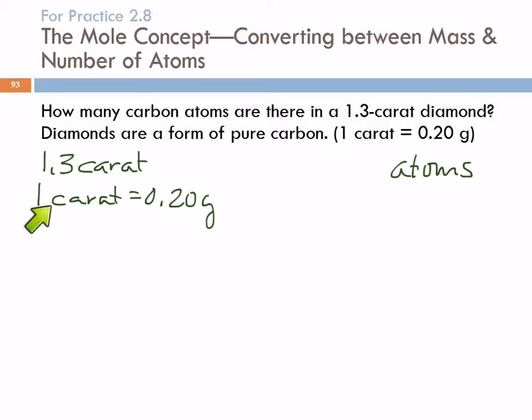So we've got two different things here that we could potentially start with. I want to start with the one on top because that's just a single unit. This is an equality, and I could use that as a conversion factor. So I could go from carats to grams using this information that they gave me. And from grams, I could go to moles, and then from moles to atoms. It's not the only way, but just following what they did in the book.